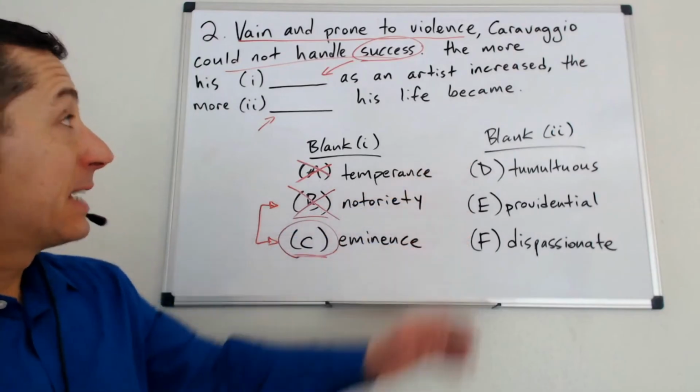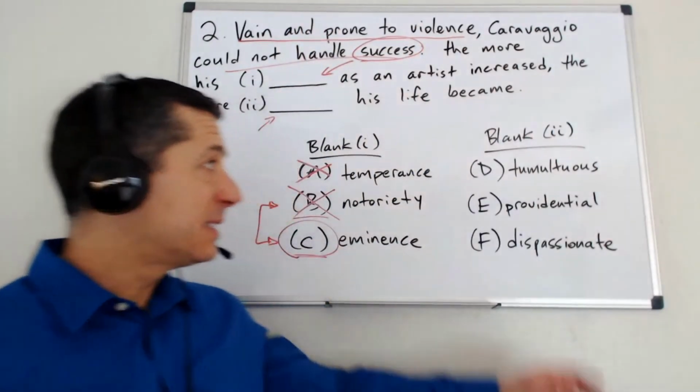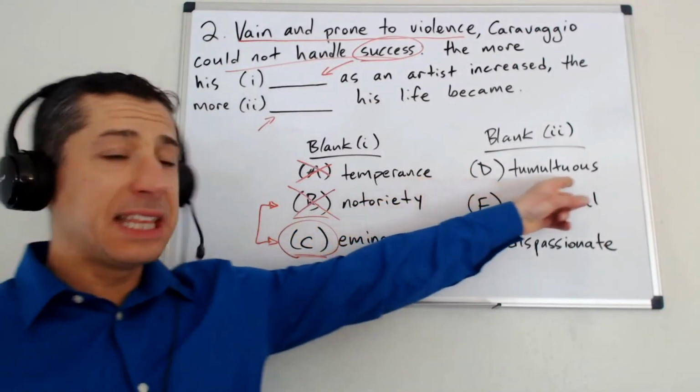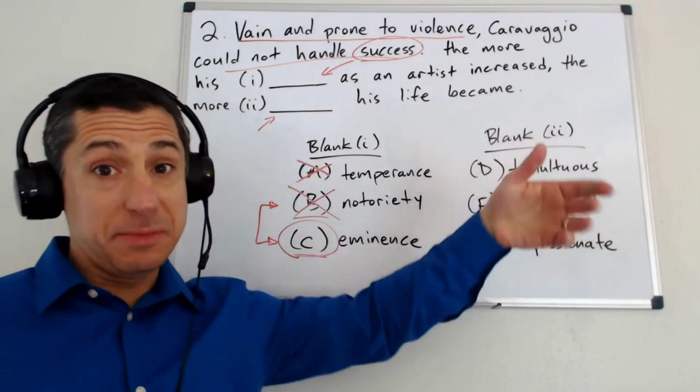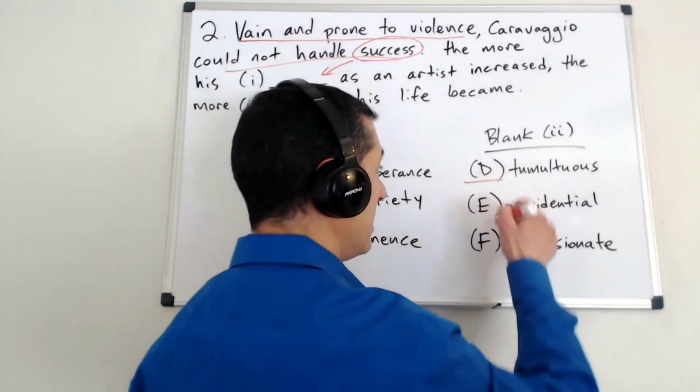All right, on to blank 2. So again, we're looking for something that's going to harken back to the vain and prone to violence bit. So the more, could we say that his life became more tumultuous? You bet. Lots of ups and downs. If you're vain and prone to violence, that's going to be a contender for us.